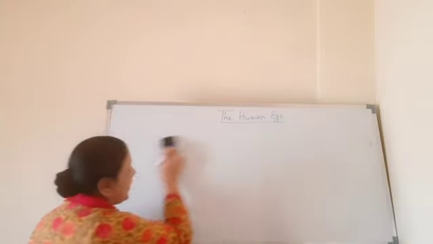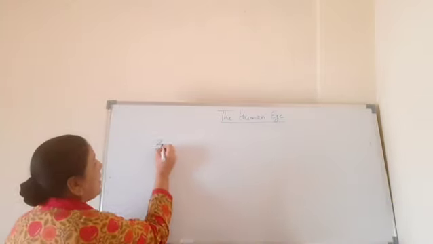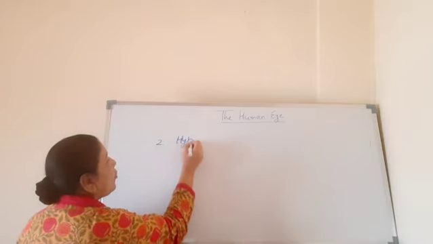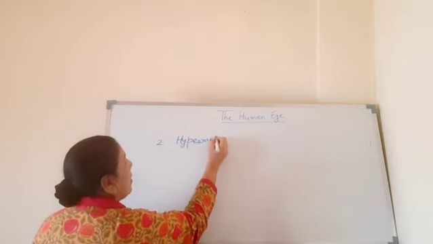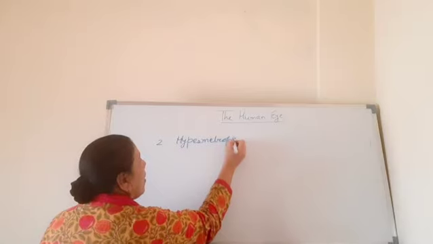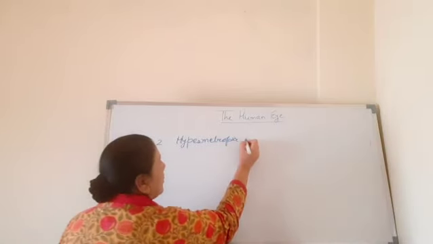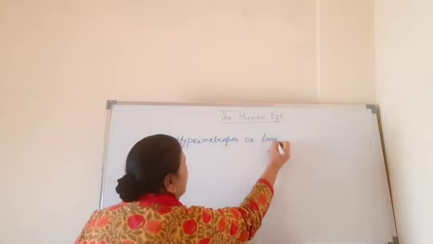The second defect is hypermetropia or long-sightedness.